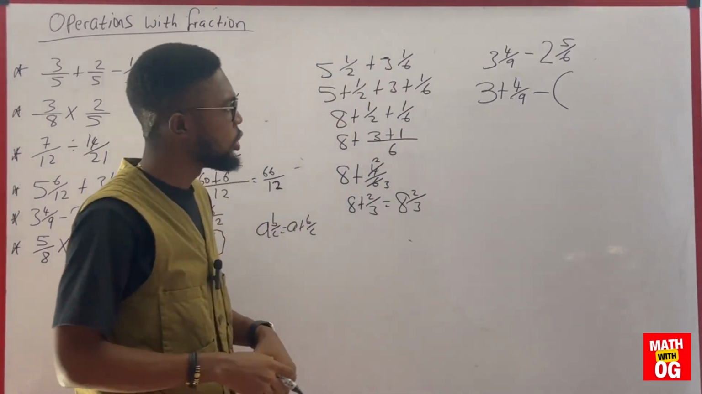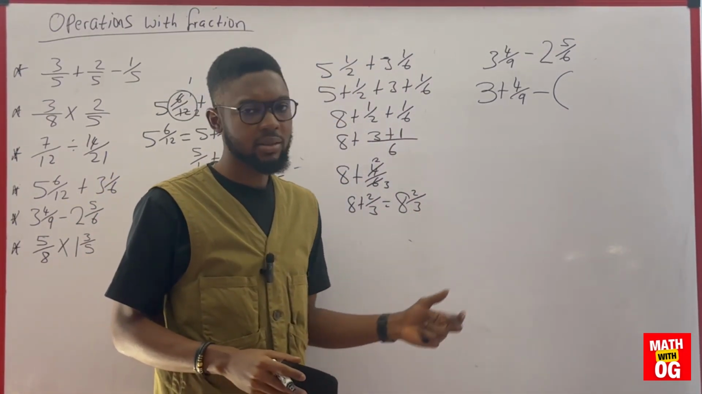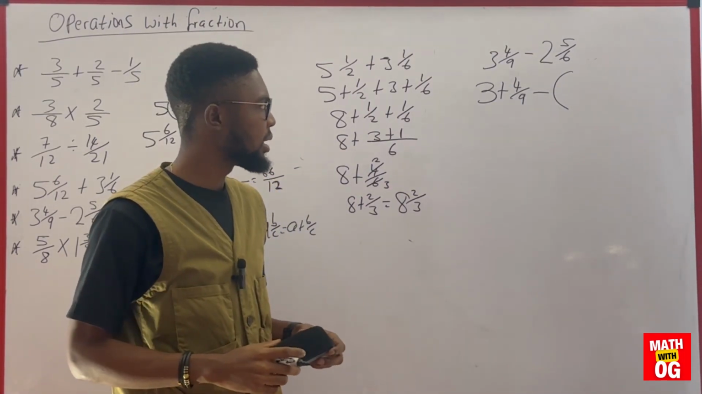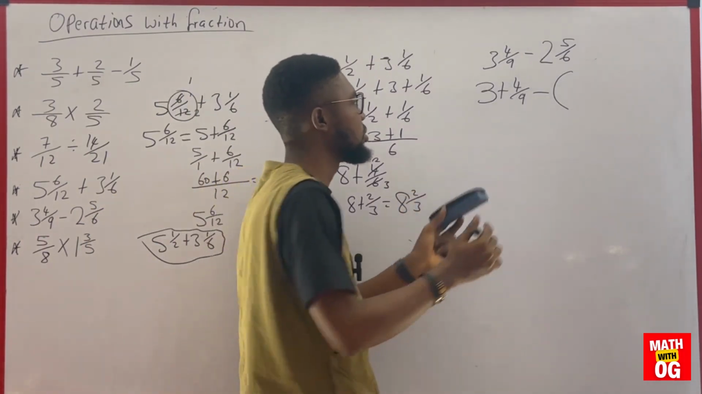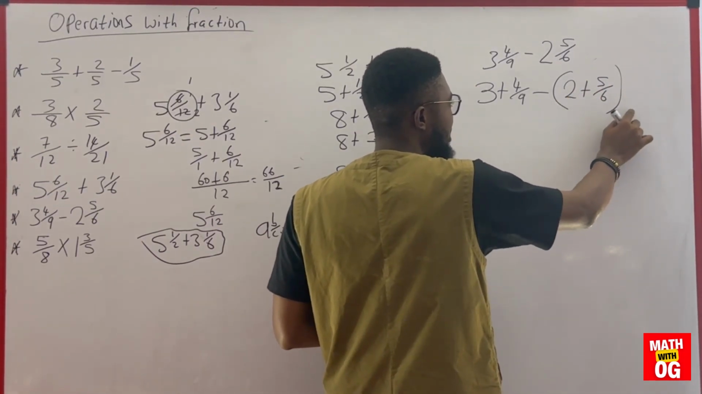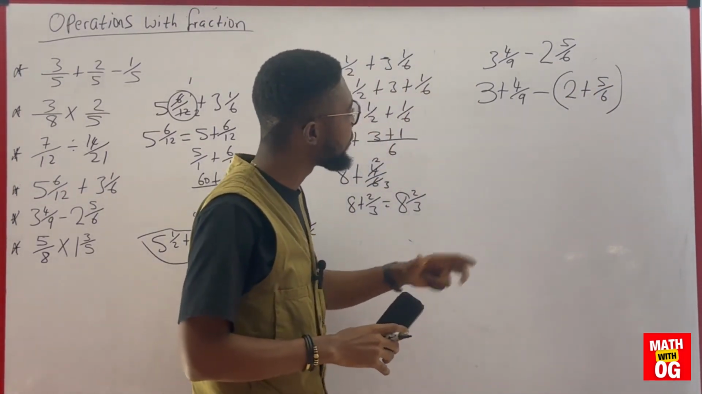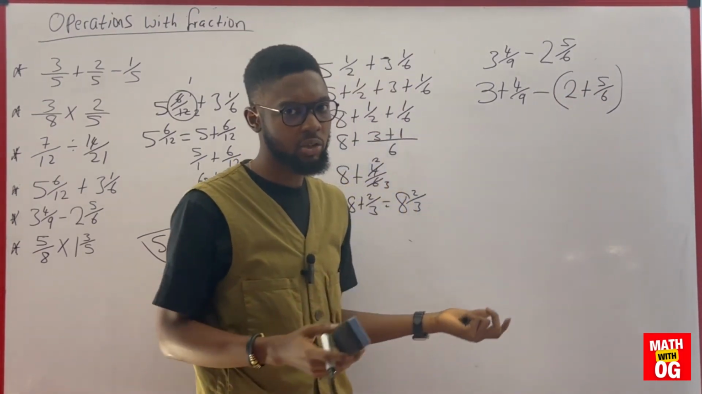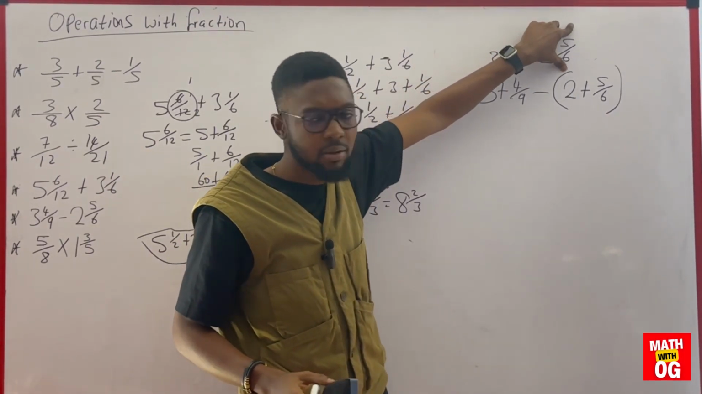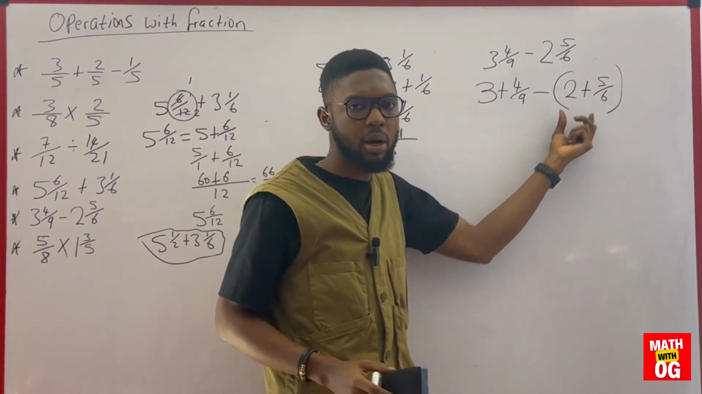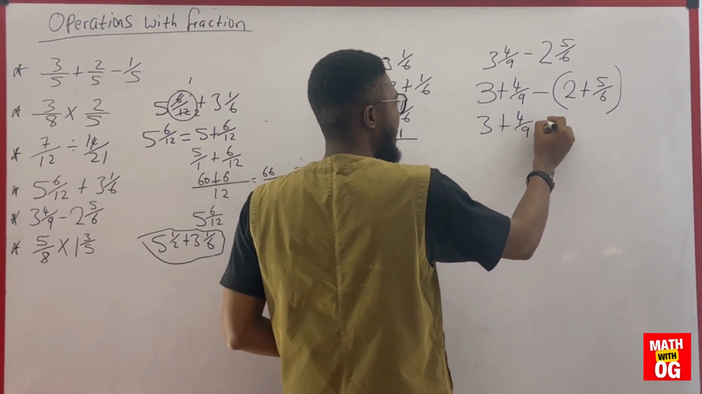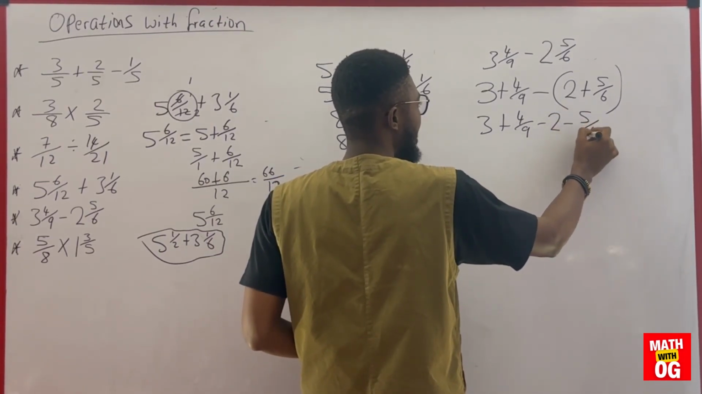In our next video, you will understand why the bracket is very important when working with a minus sign, when we look at BODMAS. Now we are going to have a minus 2 plus 5 over 6. Without putting this bracket here, you will make a mistake of writing minus 2 plus 5 over 6, which is actually wrong, because this minus sign is affecting the whole number part and also the fractional part, hence the bracket. So this should give us 3 plus 4 over 9 minus 2 minus 5 over 6.